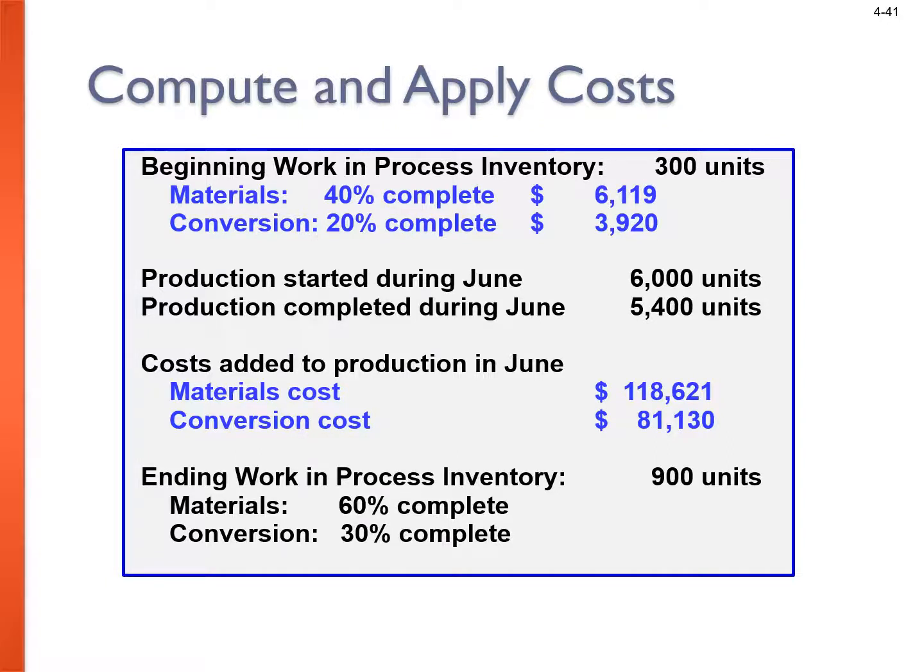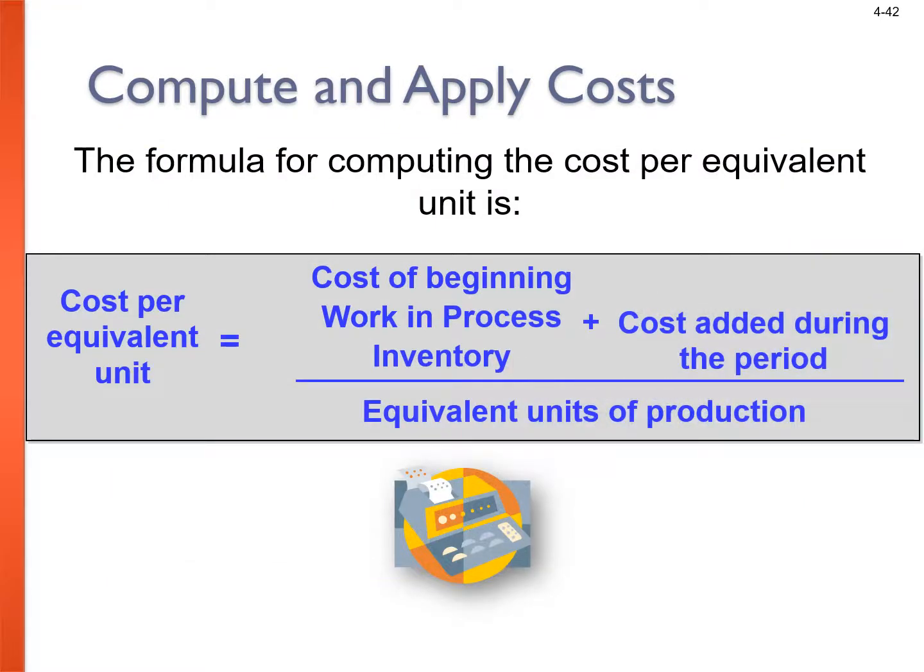Okay. Now they're giving us information there so we can determine equivalent units and determine overall costs. So let's take a look. The formula for computing the cost per equivalent unit is the cost of your beginning work in process inventory plus the cost added during the period, divided by the equivalent units of production. And what you've got to be careful of is that you have equivalent units of production for direct materials and for conversion costs. So there's our formula, but let's see how we would compute it for this example.